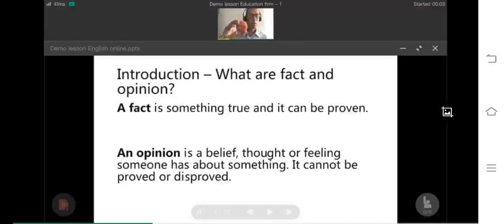I can throw the ball above tree height. Yes, it's an opinion because it's something I think I can do. I think I can throw the ball very high. I can throw the ball faster than a moving car. Fact or opinion? That's good. Opinion because it's not proven. Okay, good so far.